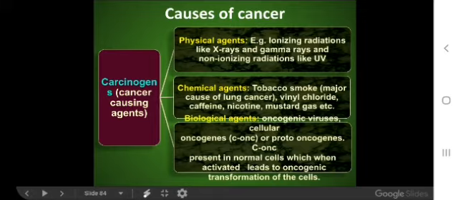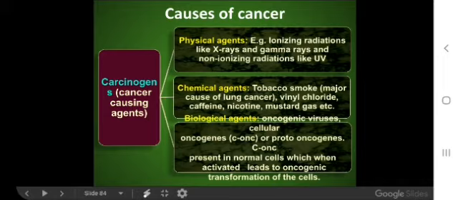The physical agents are ionizing radiations like X-rays and gamma rays, and non-ionizing radiations like UV light. Chemical agents such as tobacco smoke, vinyl chloride, caffeine, nicotine, and mustard gas are all chemical agents which cause cancer. Biological agents are so many.